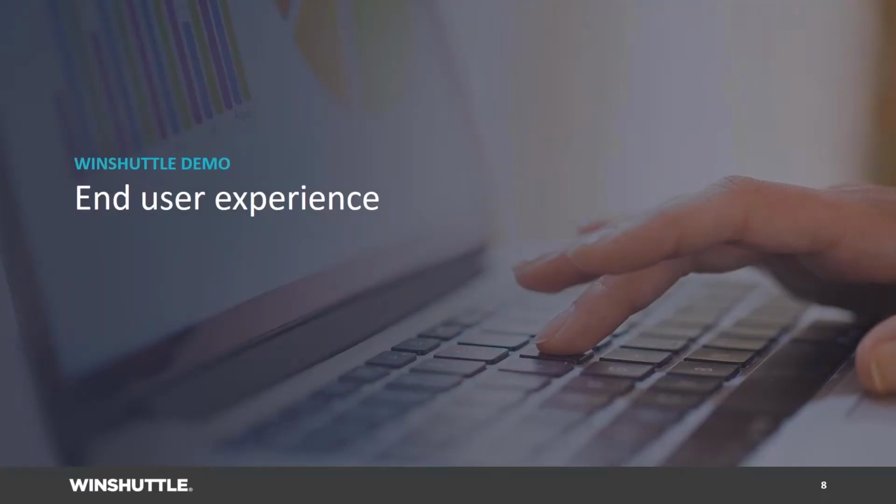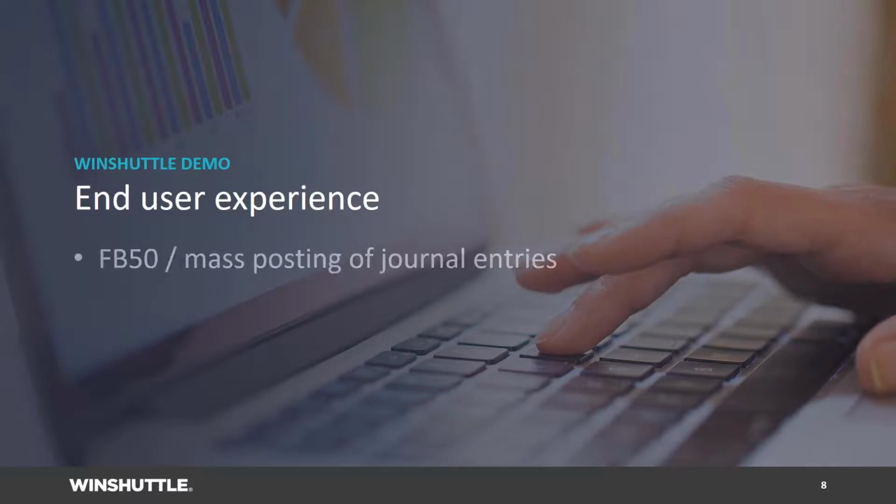Today I broke it up into two parts. I was going to start with an end user experience. I was going to do an FB50 for some mass posting of journal entries. I'm sure there's some people on the phone here that are using the FB01 with the posting keys. Just know Winshuttle works either way, whether you're using debits and credits or posting keys.